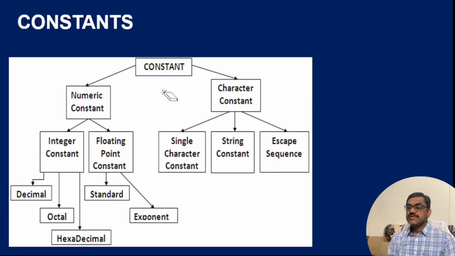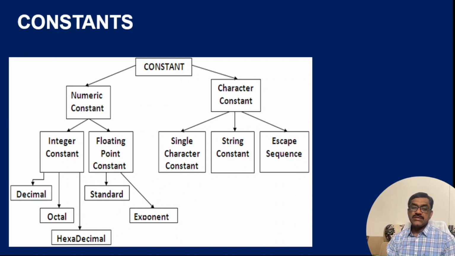As we see here, constants are divided into two types, numeric constants and character constants. Numeric constants are further divided into integer constants and floating point constants. Character constants are divided into single character constants, string constants, and escape sequence characters. Integer constants are again divided into decimal, octal, and hexadecimal. Floating point constants are divided into standard and exponent. So these are the various types of constants in C.